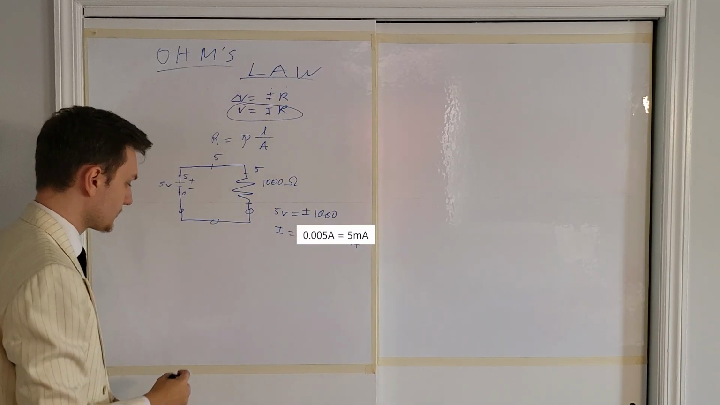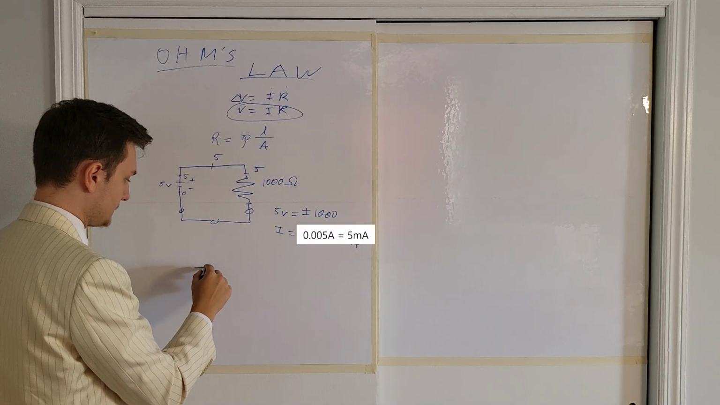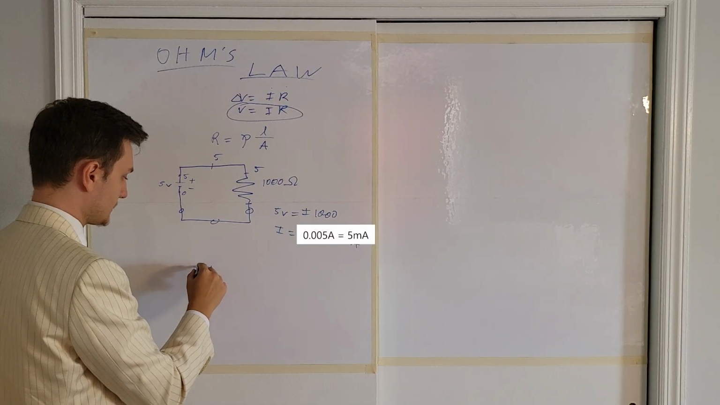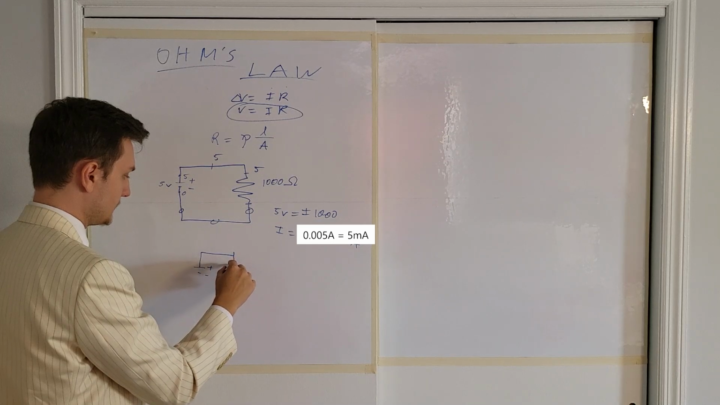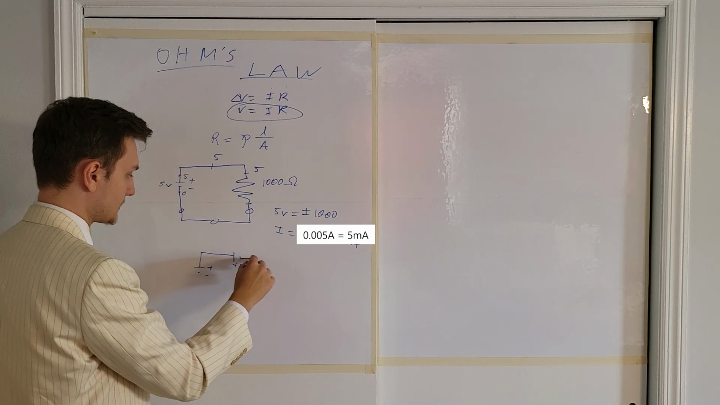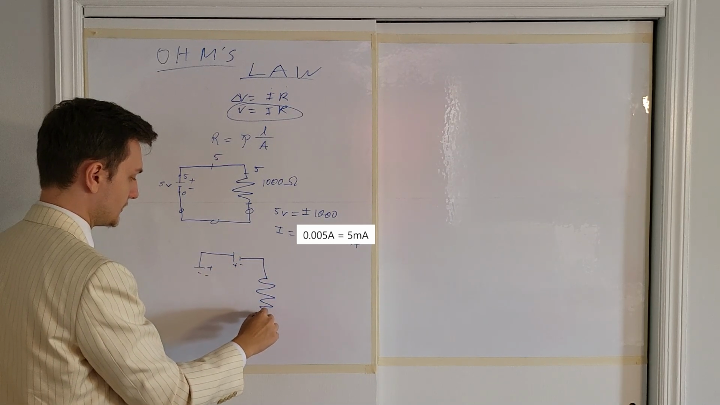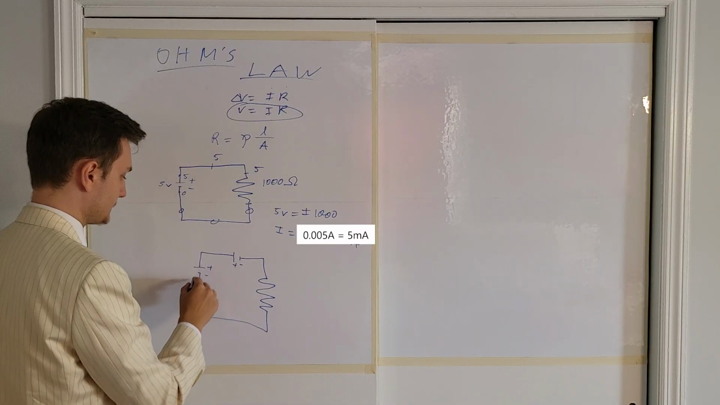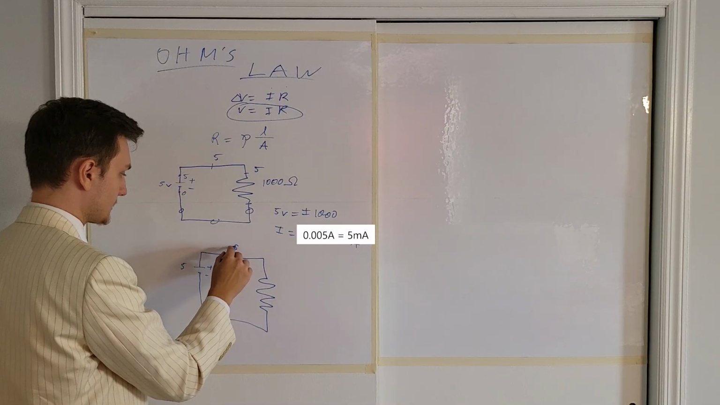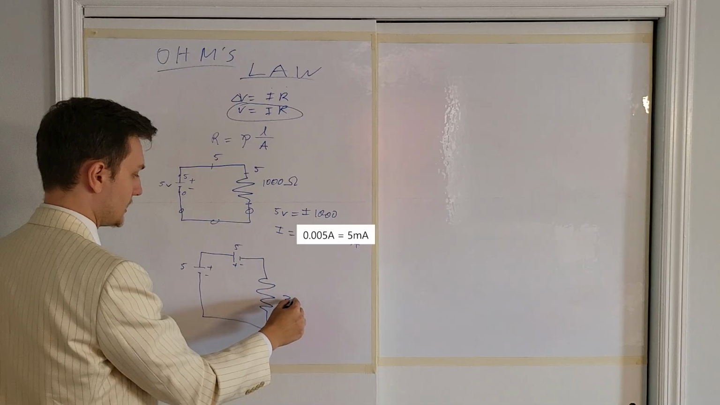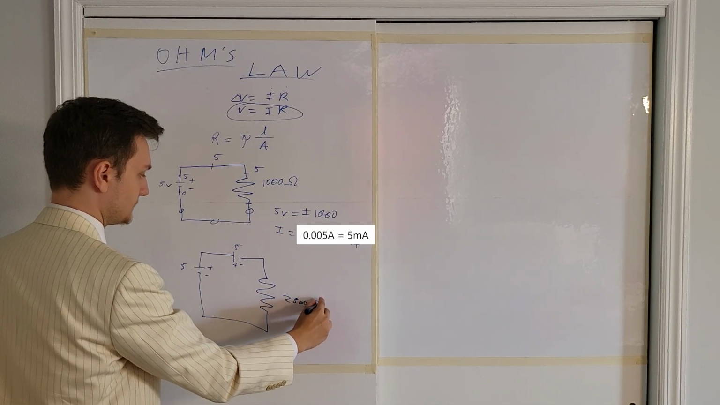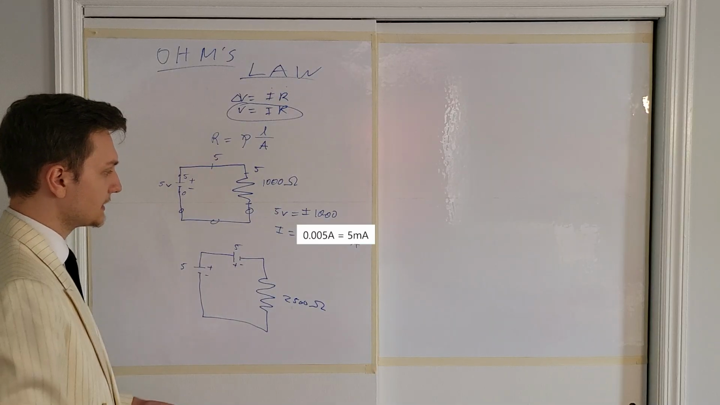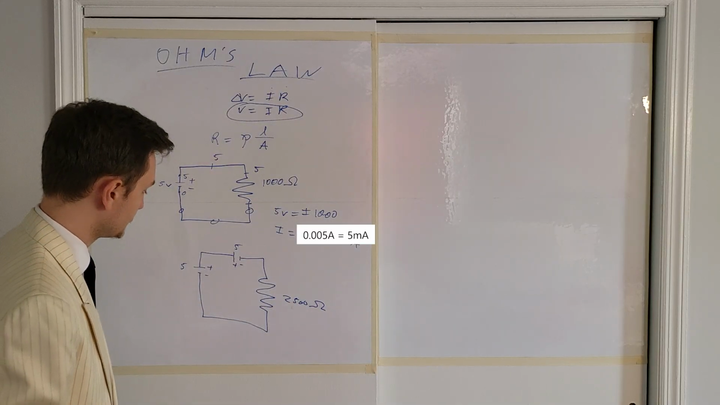Let me give you guys another circuit example. I've got a battery, plus, minus, connected to a battery, plus, minus, connected to a resistor, connected back to my battery. Say this is a 5-volt battery, this is a 5-volt battery, this is a 2,500 ohm resistor, okay? Calculate the current through my circuit.